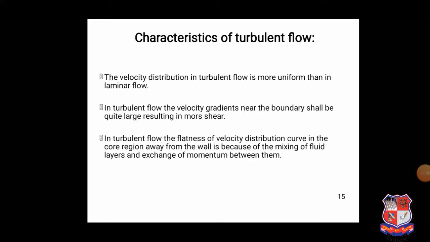Now what are the characteristics? The velocity distribution in the turbulent flow is more uniform than in the laminar flow. In the laminar flow, the velocity gradient near the boundary is quite large, resulting in more shear. And in the turbulent flow, the flatness of the velocity distribution curve in the core region away from the wall is because of the mixing of fluid layers and exchange of momentum between them.